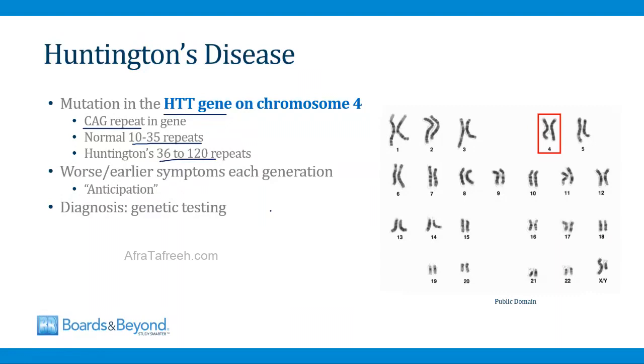And the number of repeats in the gene can increase from one generation to the next, and that makes the disease come on earlier. So this disease exhibits what's known as anticipation in genetics. That means the symptoms come on earlier and are worse with each successive generation, and that's because of the accumulation of these repeats. And because this is a genetic disorder, the diagnosis is made by genetic testing.